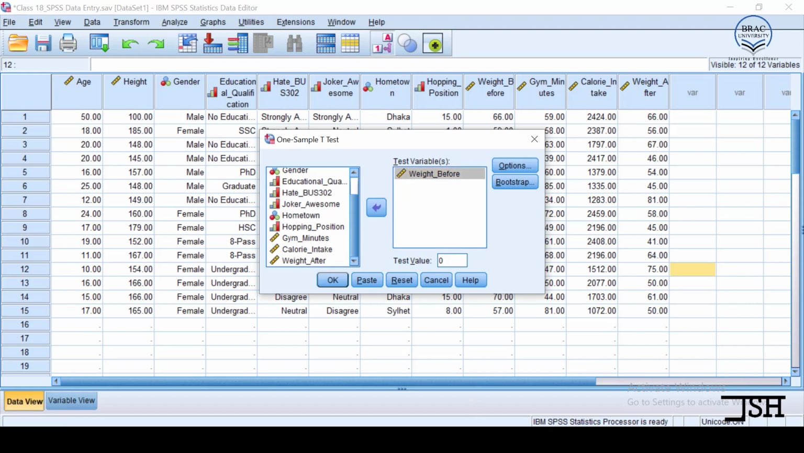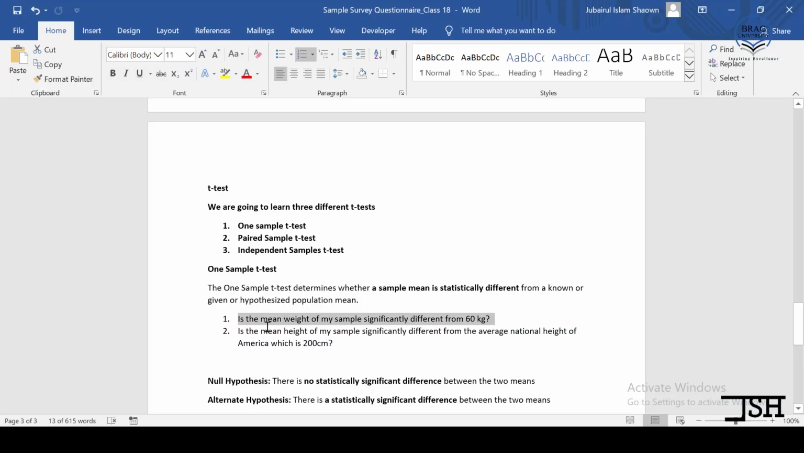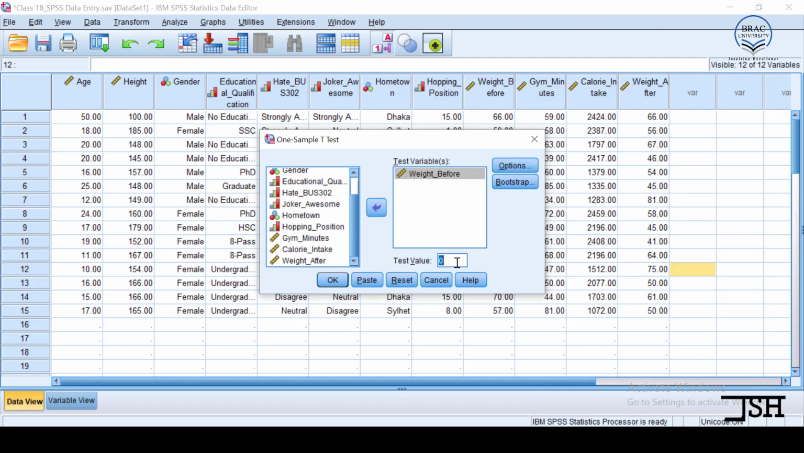If we go back to the questionnaire, remember the question asked us, is the mean weight of my sample significantly different from 60 kg? So this is the value that they are asking me to compare my sample mean with. In the test value, I have to write this figure, 60. So let's go back and type 60 here. Why did we do that? Because I want to compare the weight of my sample with this figure, 60. It's as simple as that.